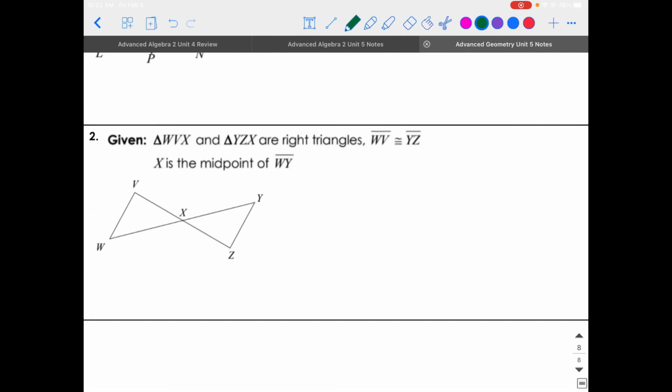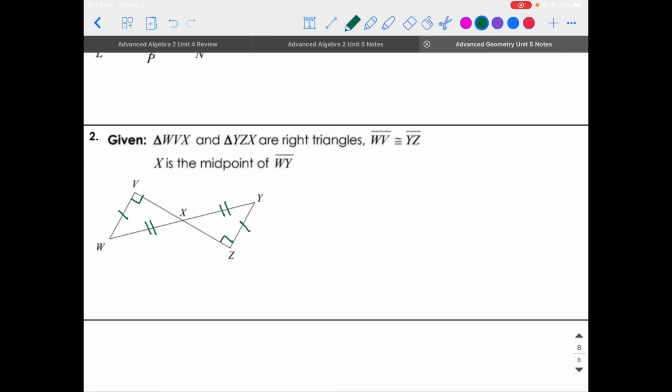And number 2, WVX is a right triangle. And, oh, wait. It tells us that they are right triangles. So I'm going to assume that's the right angle. And it tells us that WV is congruent to YZ. And X is the midpoint of WY.